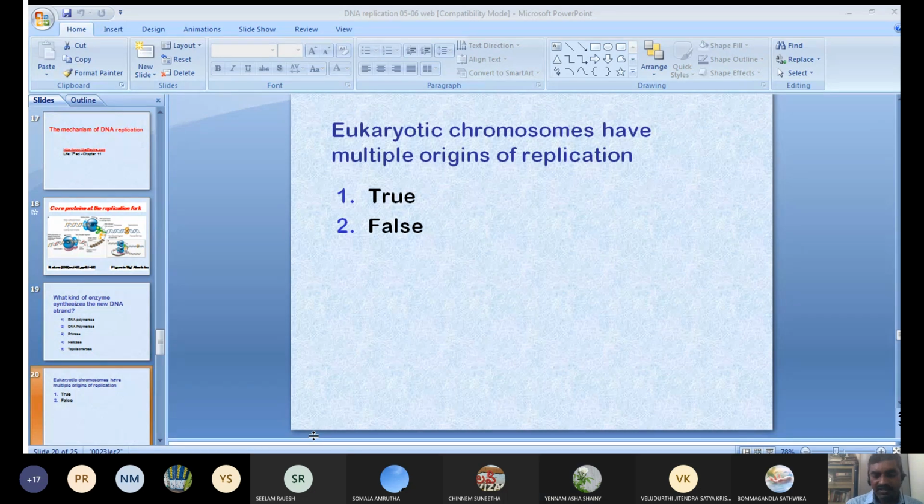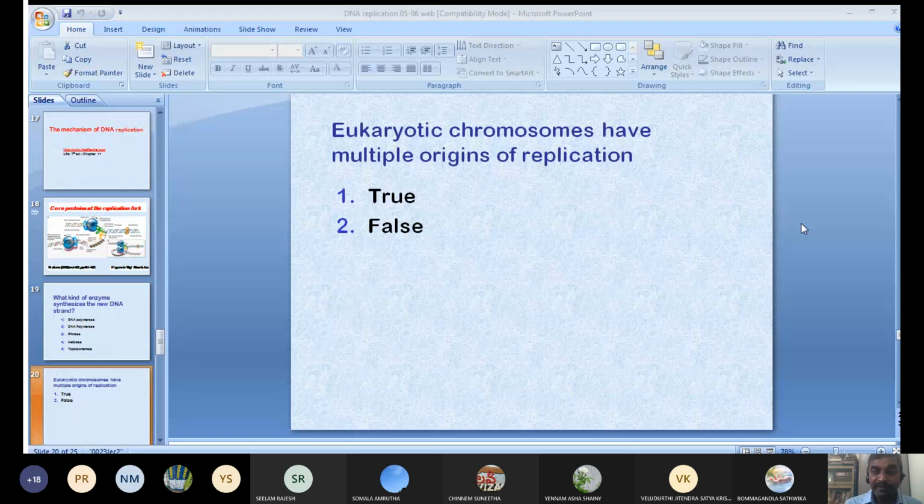Just have a wild guess, I'll tell you what it is. Whether eukaryotic chromosomes have multiple origins of replication or a single origin? Multiples, yeah, right. That is right.